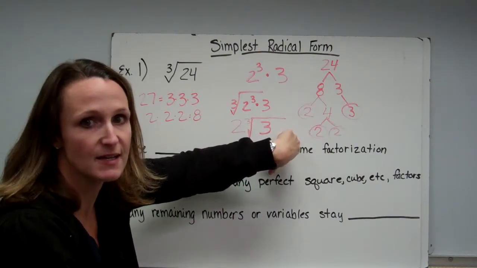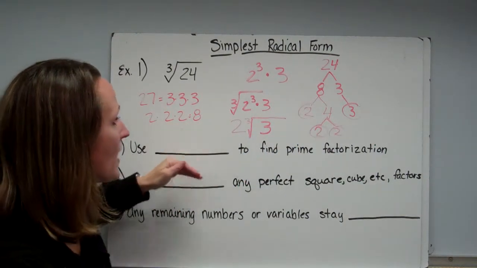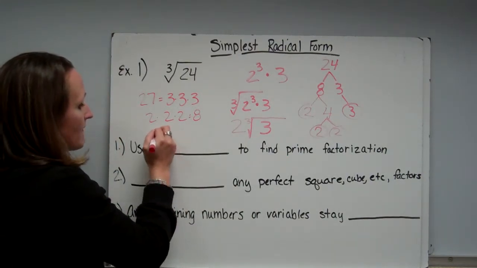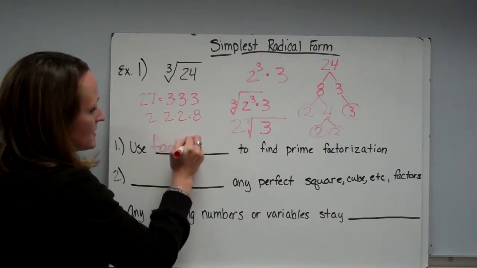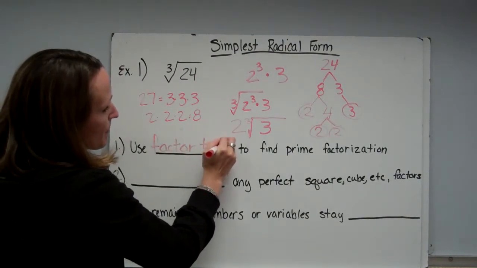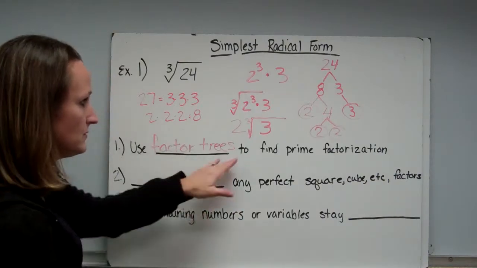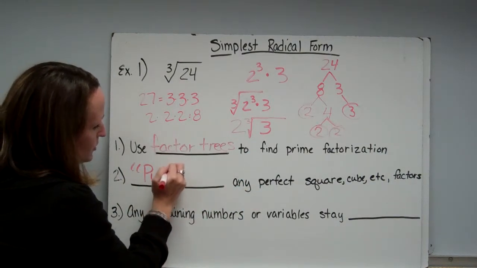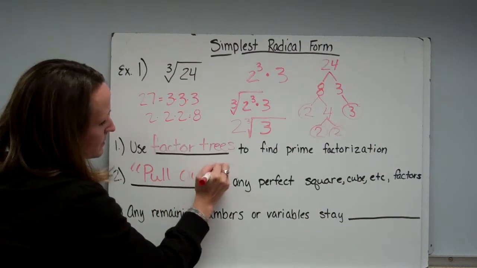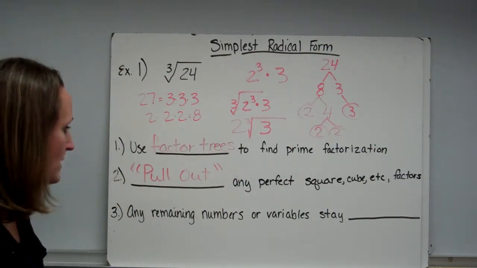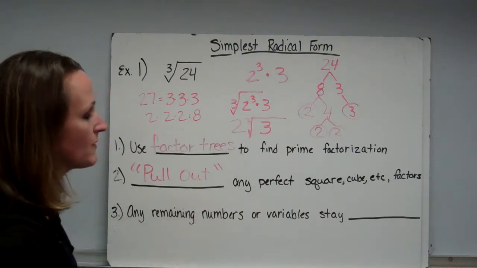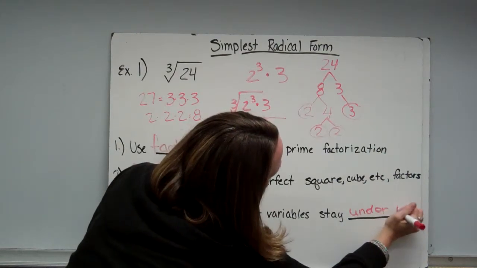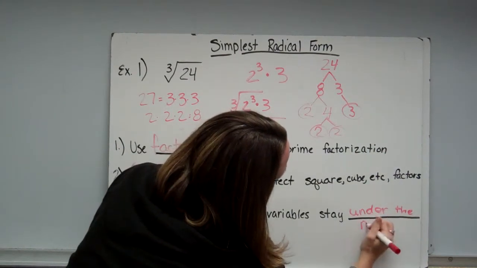It's kind of like dividing and getting a remainder. So let's review. How did I find my number in simplest radical form? I used factor trees to find the prime factorization. I pulled out any perfect powers, and any remaining numbers or variables stayed under the radical.